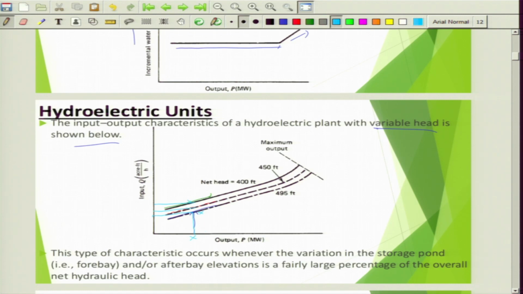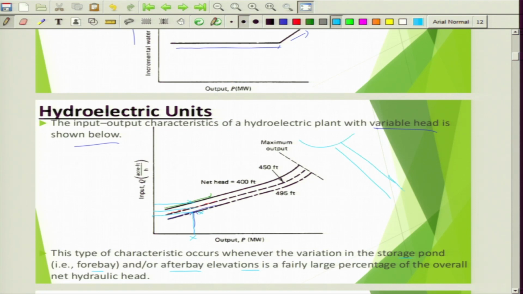So by this we will understand that operating a typical hydroelectric power plant for a given output demand is really challenging, because you require a different amount of water release to meet the energy demand. This type of characteristic curve occurs whenever the variation in the storage pond, that is forebay and/or afterbay elevations, is a fairly large percentage of the overall net hydraulic head.